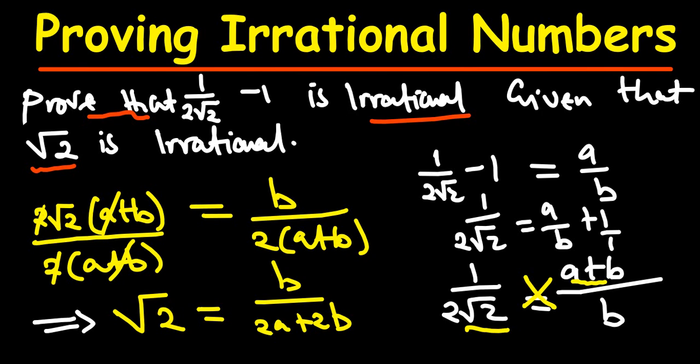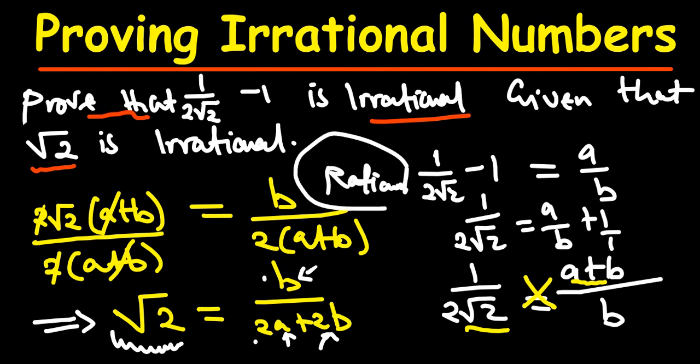Remember from the question we are told that this root of 2 is irrational. And then what I have on the right hand side here is an integer b being divided by the sum of an integer a and an integer b. So if I divide an integer by an integer, I'm going to get a rational number. Okay, so what we have is that on the right we have a rational number, and then on the left we have an irrational number. So that's a contradiction. It is contradicting itself.